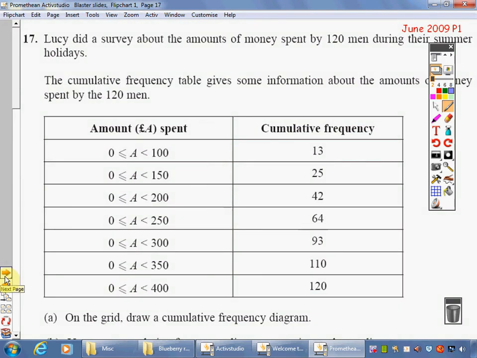Okay, this is a cumulative frequency question. I've made it very large a minute so you can see what you're actually doing there. Lucy did a survey about the amounts of money spent by 120 men during their summer holidays. The cumulative frequency table gives some of the information about the amounts of money they spent. So 0 to 100 is 15. 0 to 150 is 25. So we're getting the running total as we increase going down.